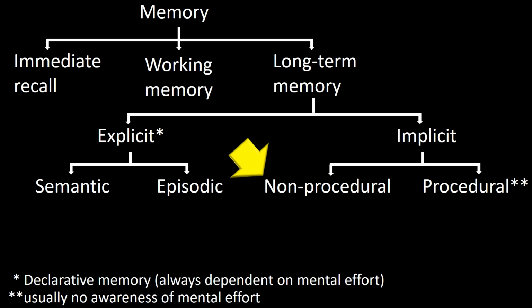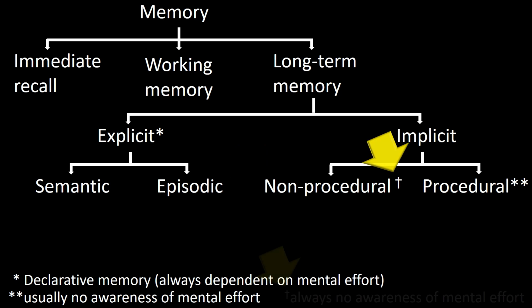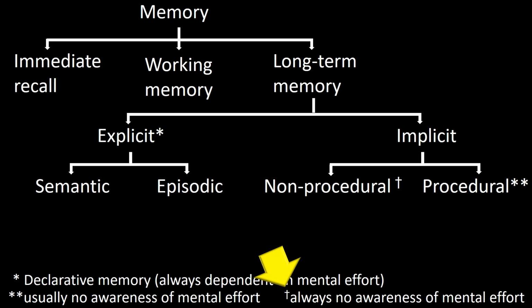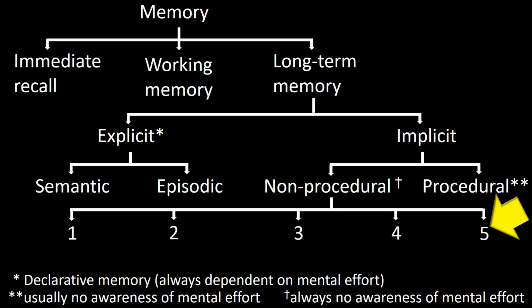Non-procedural memory, the other division of implicit memory, to which I have added a cross to emphasize that such activity is achieved without awareness of mental effort, always. Non-procedural memory can itself be divided into 5 types. The first type is priming. Priming consists of completing an activity based on clues provided.